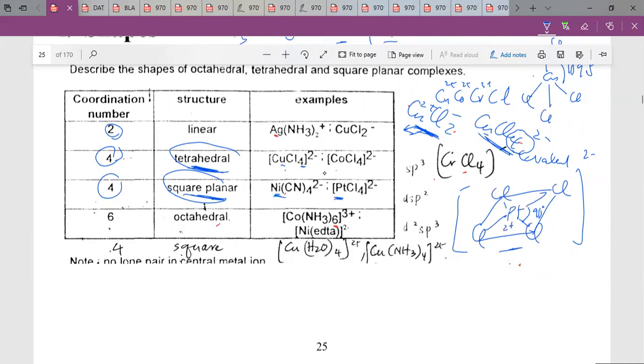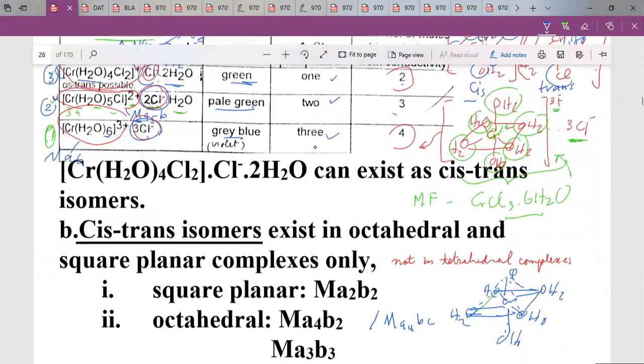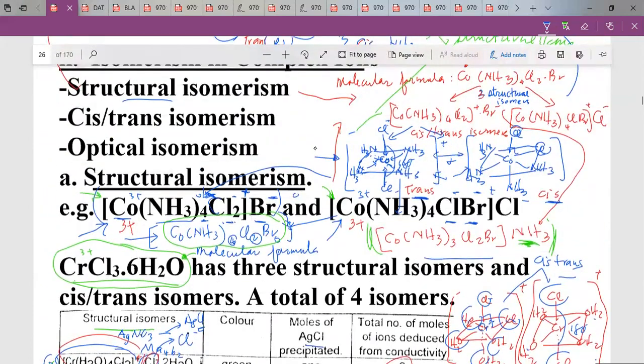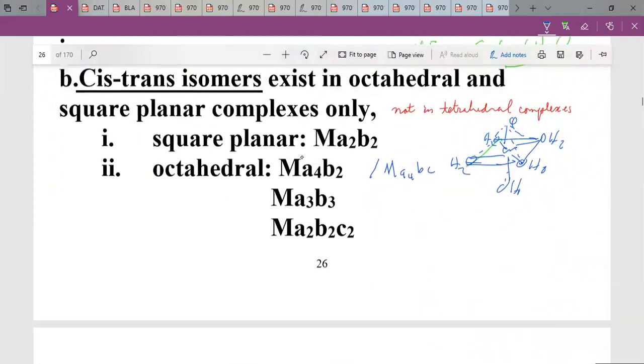Octahedral is quite simple, 6. Now, let's see, how do we deal with this? I'm going to talk about optical isomers after. We're still with cis and trans. Cis and trans we talked about for octahedral complex, and now cis and trans for your square planar. Here I give you the square planar, cis and trans. That means the square planar is MAB2. Of course, M is a central ion, like for example, platinum.